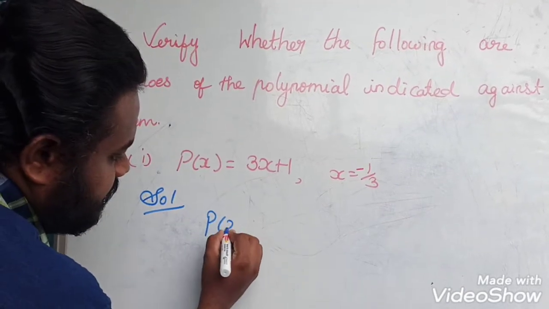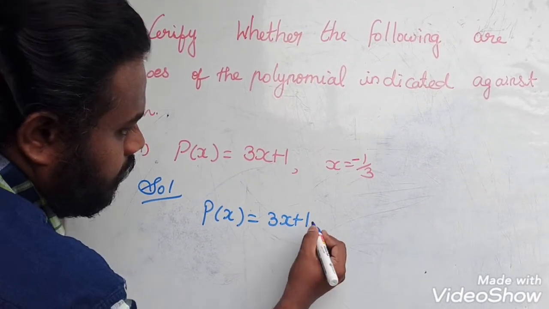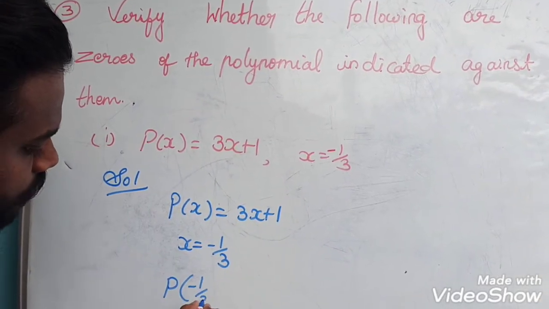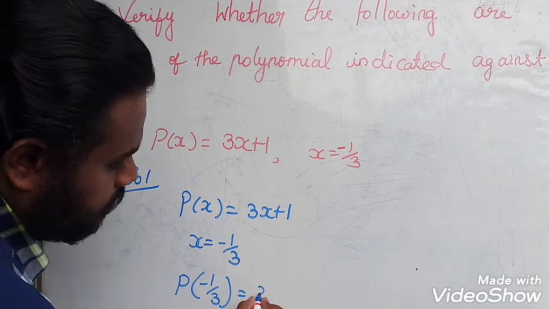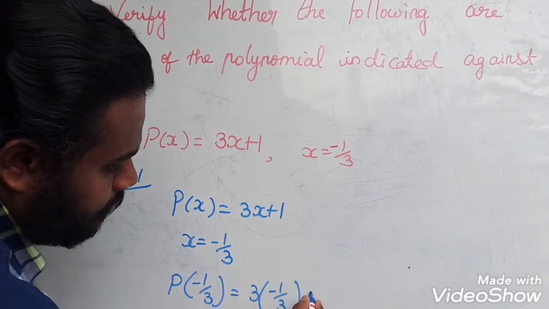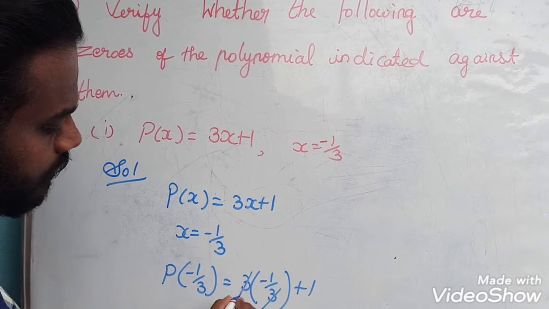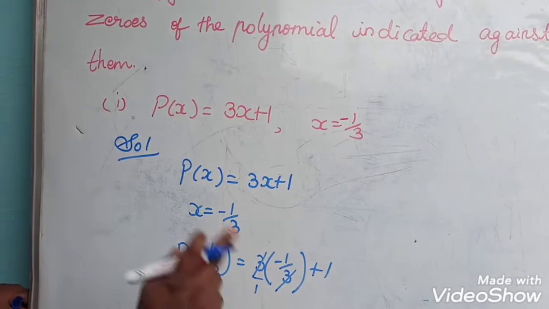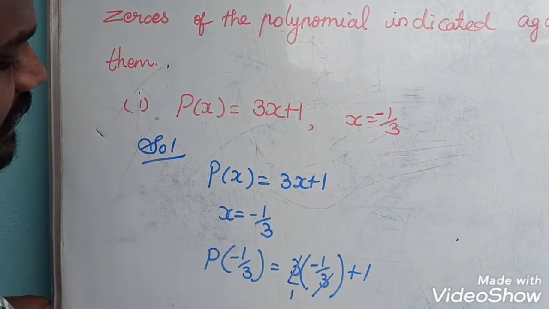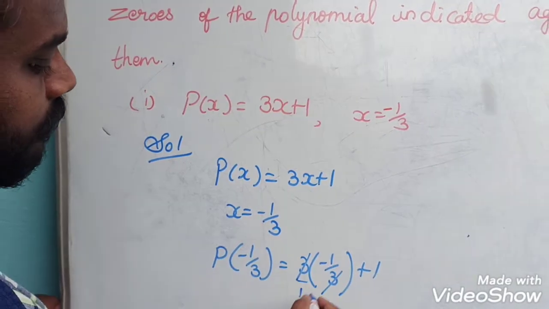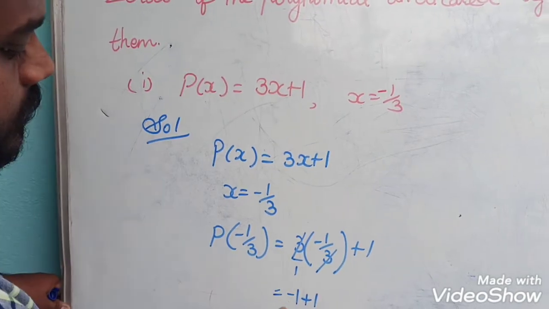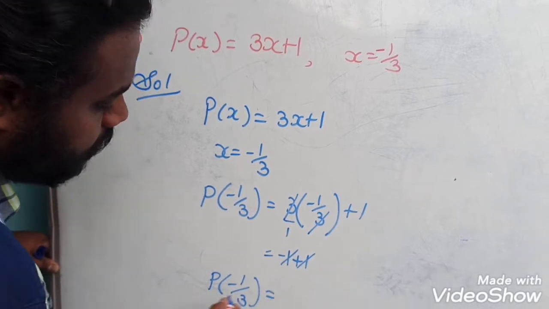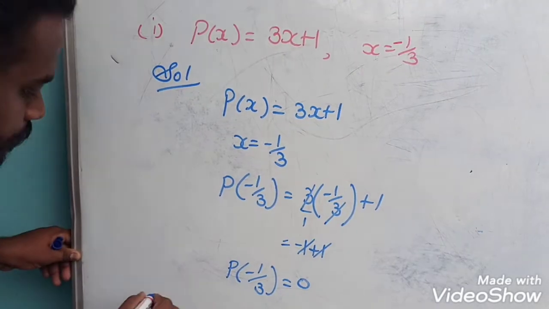Solution. So the given p of x equal to 3x plus 1. The same way I put x equal to minus 1 by 3. So p of minus 1 by 3, we have to substitute 3 into minus 1 by 3 plus 1. So I will cancel this one because this is a multiplication. So it indicates 1 is the denominator in multiplication. Numerator and denominator are same. We divide. We cancel it. So minus 1 divided by 1, we get minus 1 plus 1. So minus 1 plus 1 will get cancelled. So finally we get the answer p of minus 1 by 3 equal to 0.